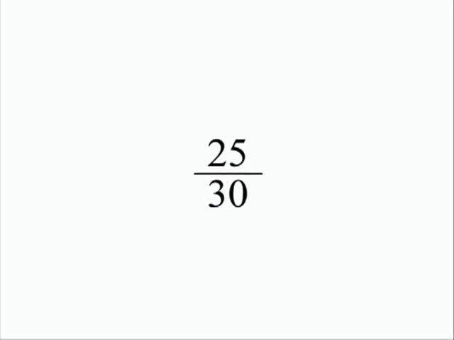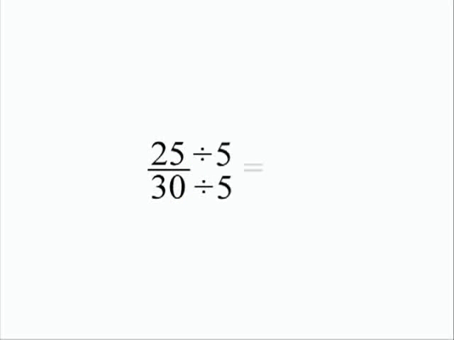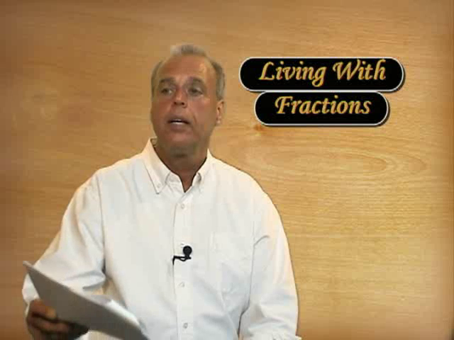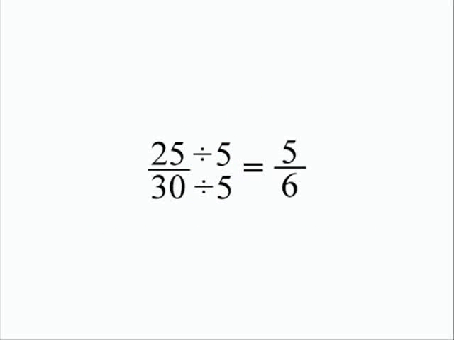25/30. Can it be reduced? Let's see. 5 and 25 are all the numbers that divide evenly into 25. And 2, 3, 5, 6, 10, 15, and 30 are all the numbers that divide evenly into 30. Both 25 and 30 have the common divisor 5, so we can reduce the top and the bottom of 25/30 by 5 to get the reduced fraction 5/6. Yes, as you can see, 30 had quite a few numbers that will divide evenly into it, and it was your job to make sure you knew all of those numbers in order to be able to reduce it to its lowest terms.